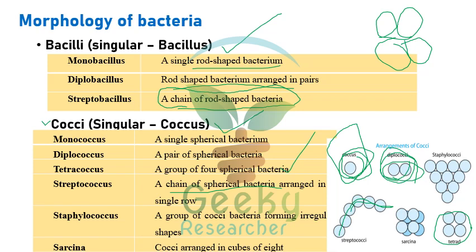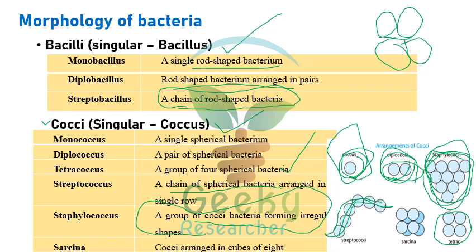And staphylococcus means bacteria which are arranged in an irregular manner, like a grape bunch, right? If you see here, it exactly looks like a grape bunch, arranged in an irregular manner, that is called staphylococcus. And when it comes to Sarcina, it is a cube of eight.